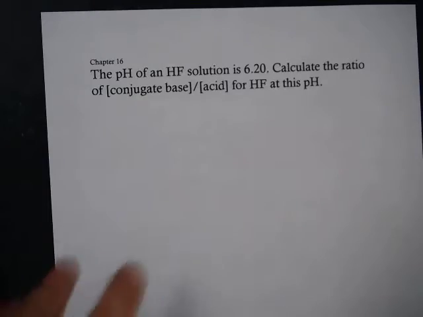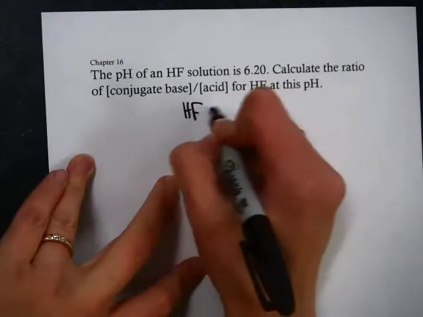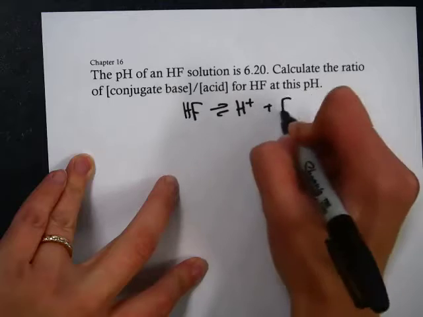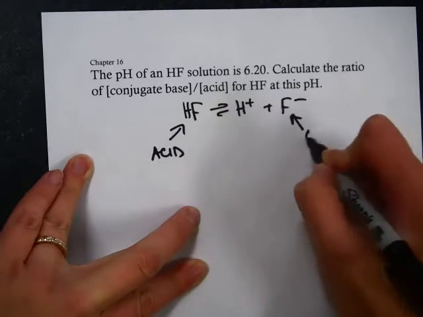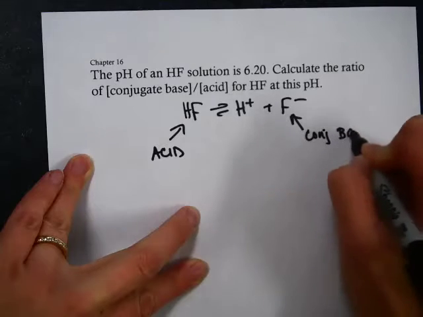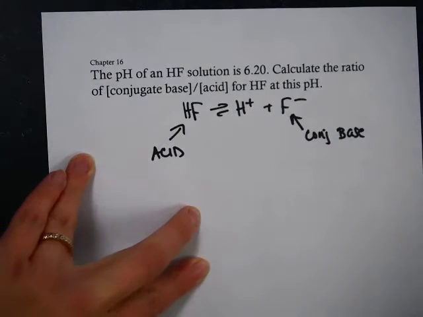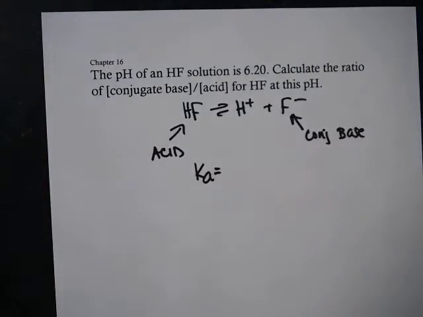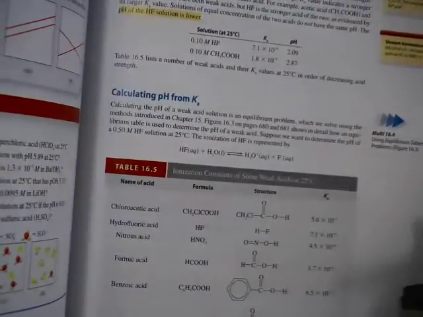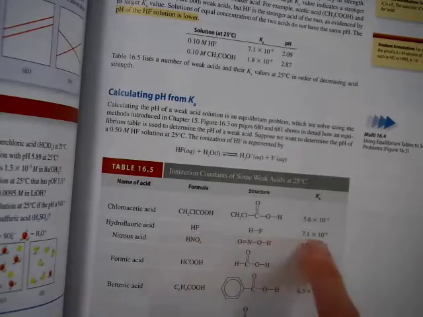All right, so I'm looking for the acid-base ratio for HF. So I'm going to write the reaction. It's a weak acid, so it's going to partially dissociate into hydrogen and fluorine, and the HF will be the acid, and the F minus will be the conjugate base. I'm going to need the Ka for this, which it didn't give me in the problem, so I'll check in my book for that and write that down.